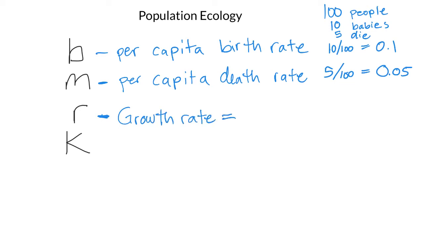So then R is our growth rate, and it equals our birth rate minus our death rate. So what's R in this example? It is 0.1 minus 0.05, which is 0.05. You can do it that way, or you could just take the B and the M and subtract.